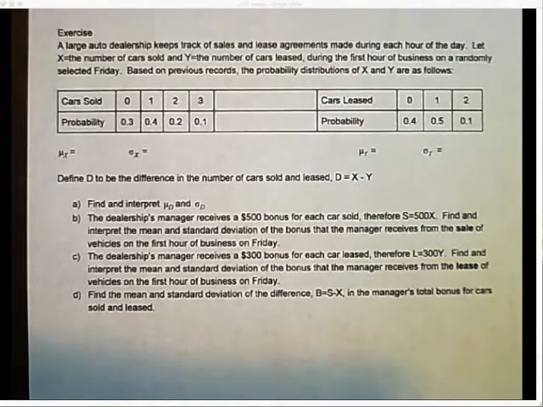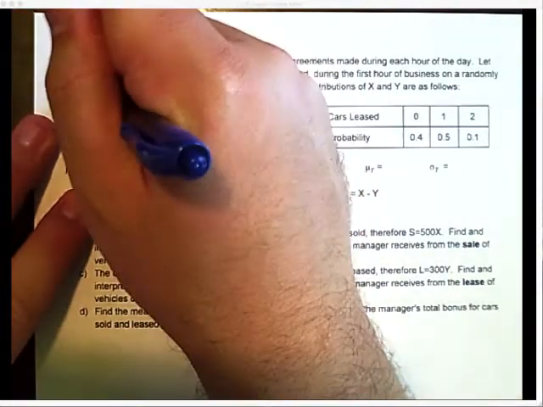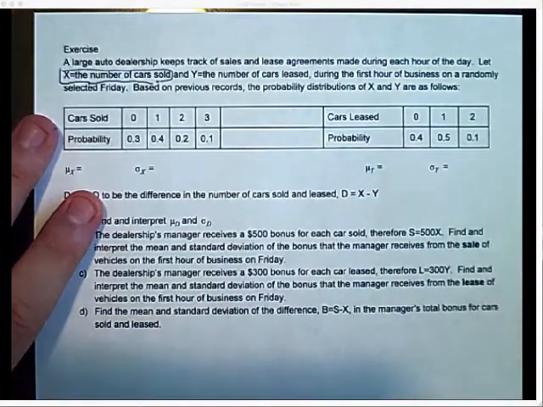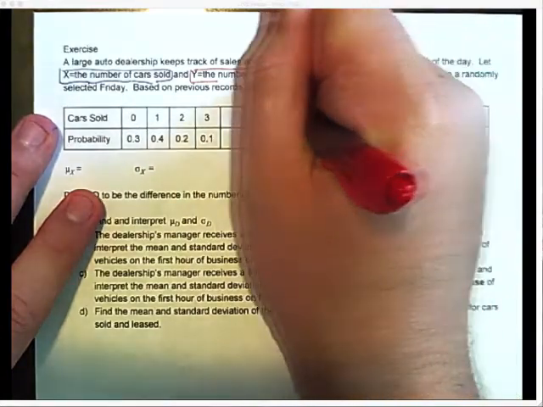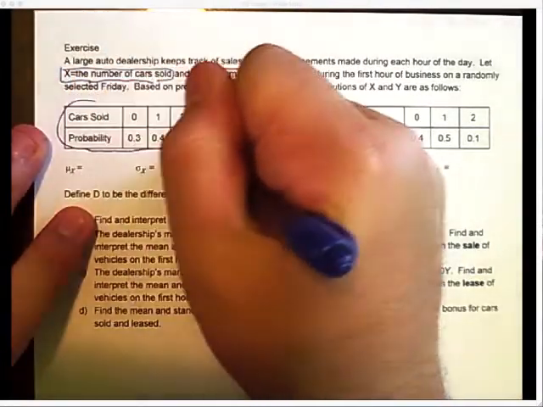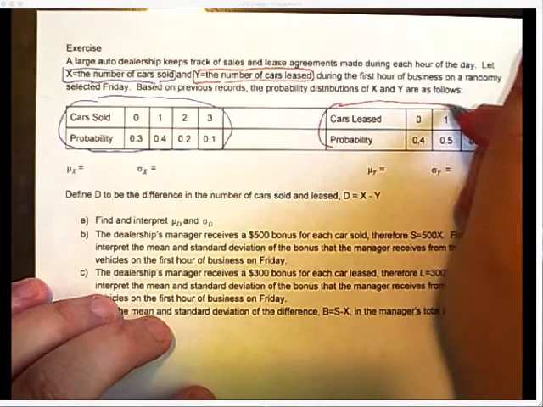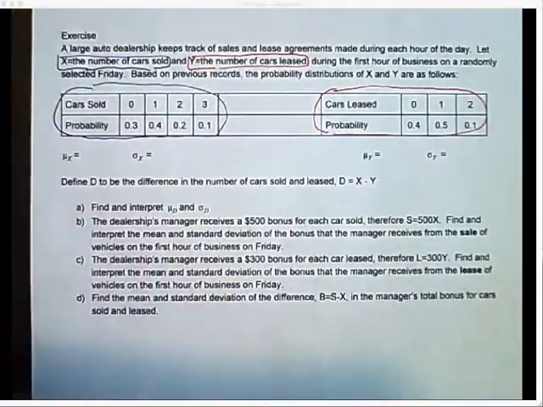So let's look at another exercise. A large auto dealership keeps track of sales and lease agreements made during each hour of the day. Let x equal the number of cars sold and let y equal the number of cars leased, during the first hour of business on a randomly selected Friday. I have information about cars sold and their probabilities, and about cars leased and their probabilities. Based on previous records, the probability distributions of x and y are as follows.